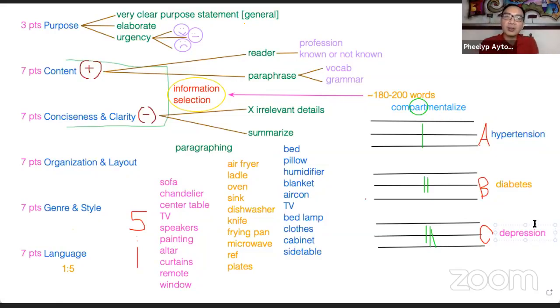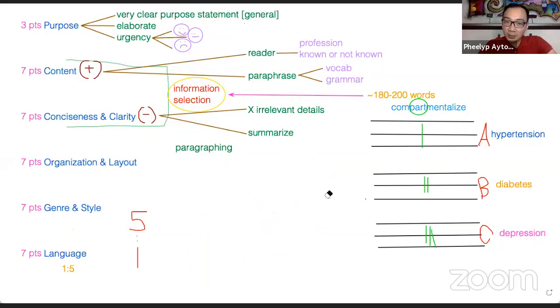Now, this, however, is only one way for you to organize your ideas. There are 2 ways for you to do it. One way, which is what we did, is doing it thematically. Thematic: one topic per paragraph. You organize your paragraphs per topic. Another way is for you to do it chronologically.